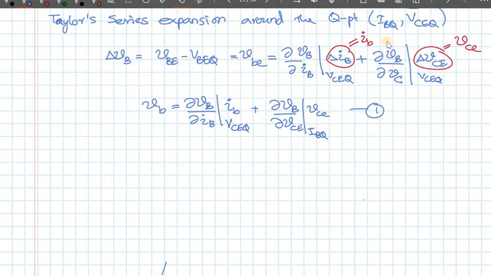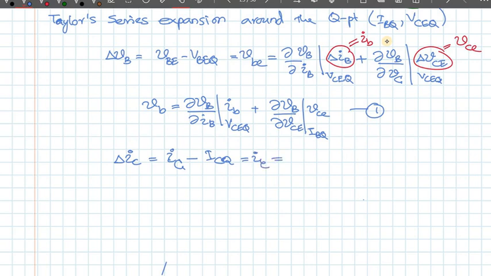Similarly, I can write an expression for the second equation, that is for IC. Delta IC, which is equal to IC minus IC at the quiescent point. Okay, which is equal to small signal ic.